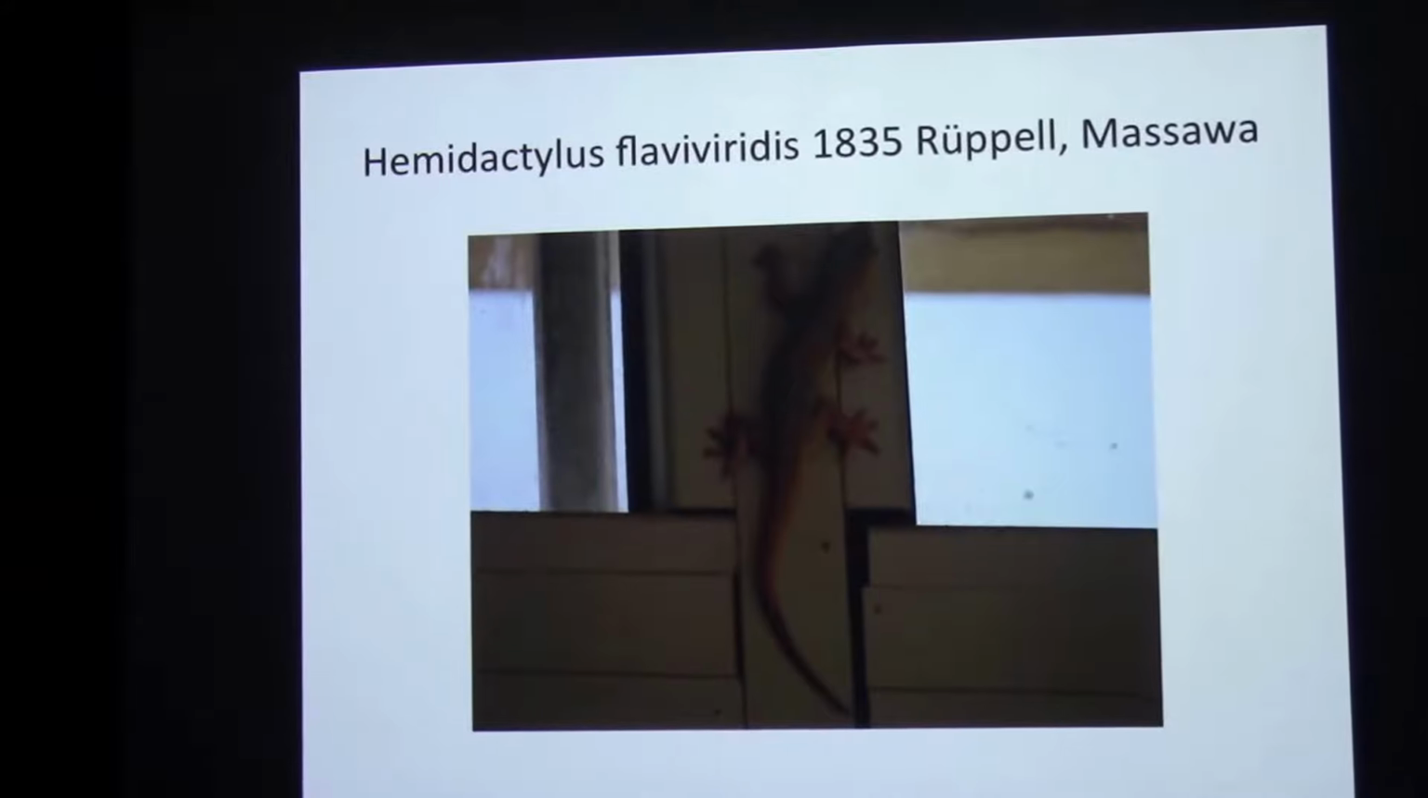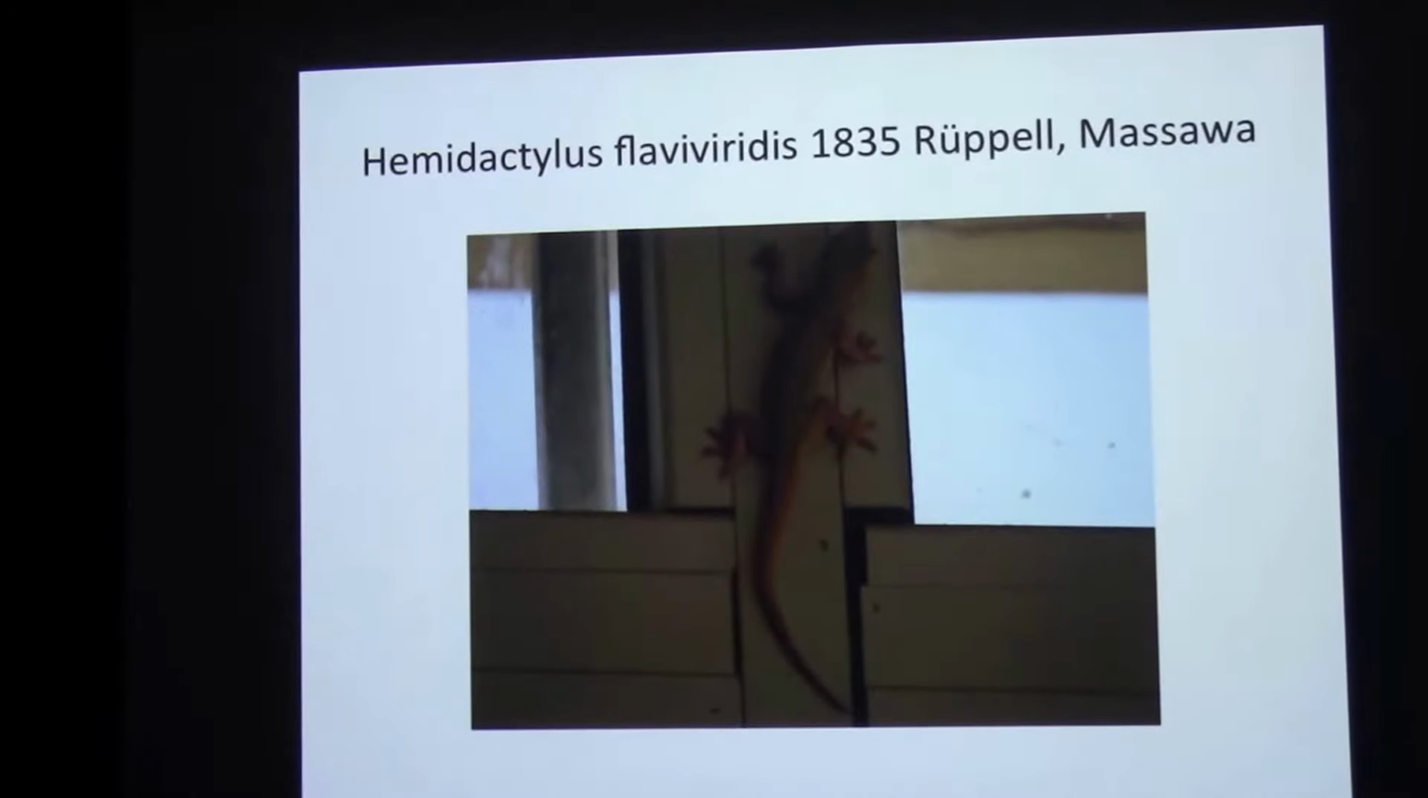And also described, this is taken at a hotel in Massawa. Hemidactylus flaviviridis, the type locality 1835 is Massawa. This is in fact an introduced house gecko, which is in many parts of the world. And it may not even be native to Eritrea, but that's where it was first described scientifically.